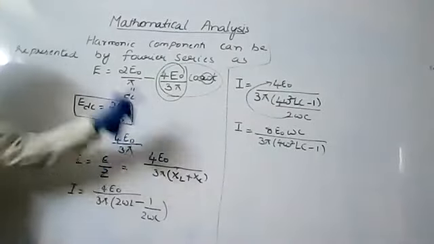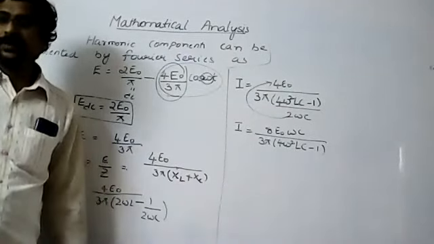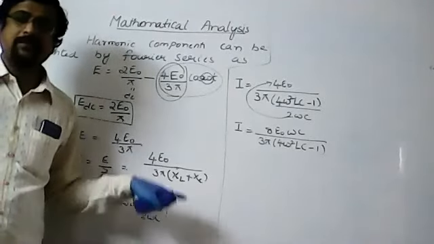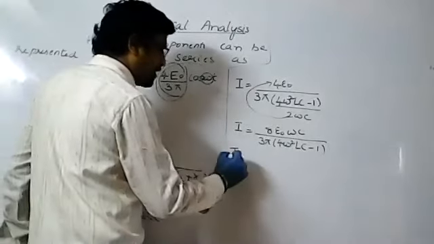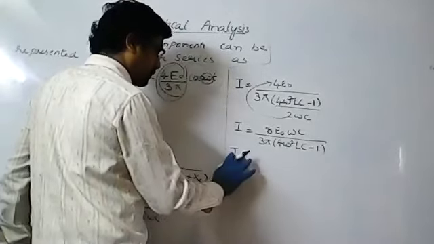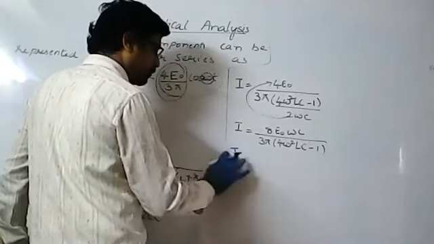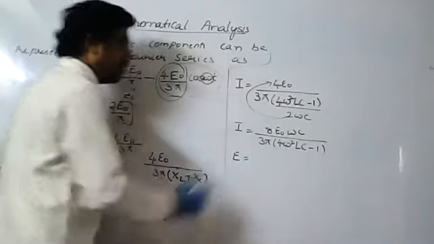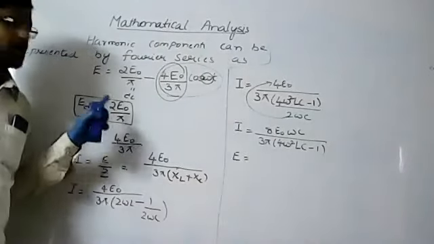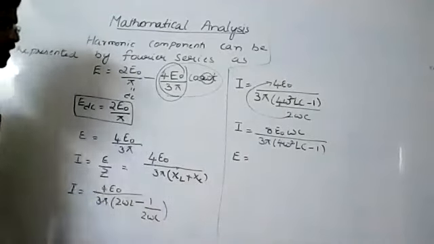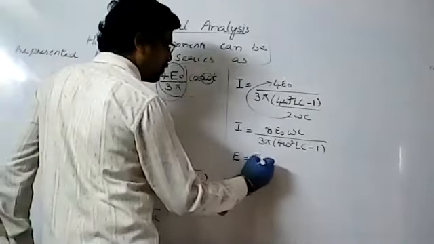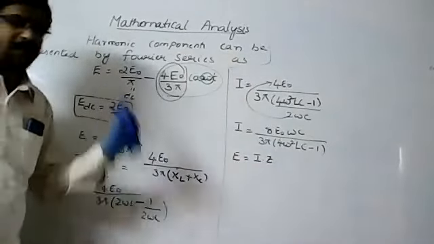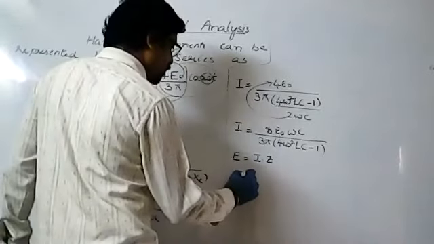This is the value of current. But what current do I want? RMS current. So before this, let me calculate E, because I got EDC, so I require ERMS. So for that I will calculate E. E is equal to, according to Ohm's law, in general I will write it as E is equal to I into Z. What is Z? Impedance.